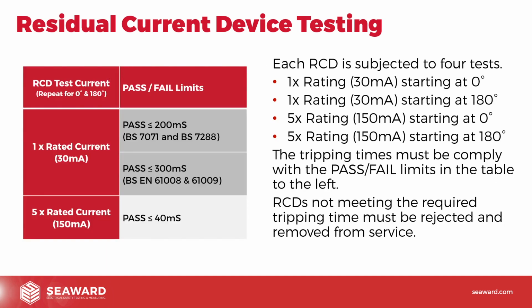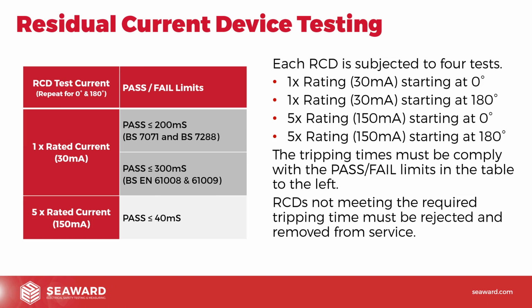So here we're going to take a look at the pass-fail limits. Each RCD is subjected to 4 tests, 2 at the rated current and 2 at 5 times the rated current. The rated current of normal RCDs is 30 milliamps, and 5 times that is 150 milliamps. So we carry out a 1 times test starting at 0 degrees, to test the positive half cycle, and then we do that again at 180 degrees to test the negative half cycle.